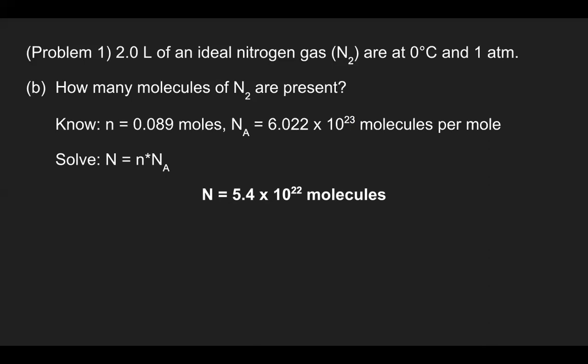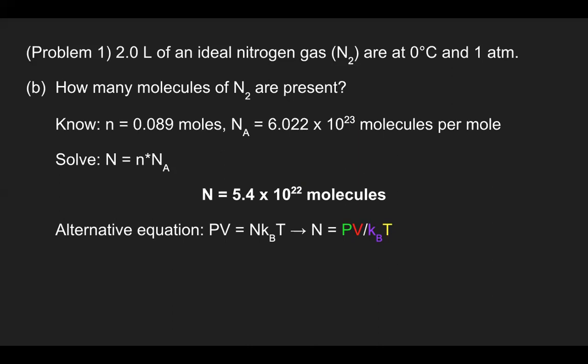This is just one way of solving it. There's actually an alternative way. If you remember from one of the previous videos that I covered, the alternative equation is to use PV equals NkBT. Keep in mind that capital N is the number of molecules and lowercase n is the number of moles.